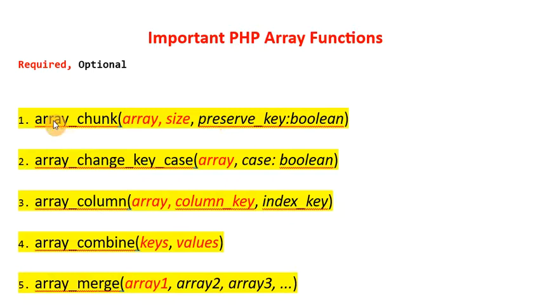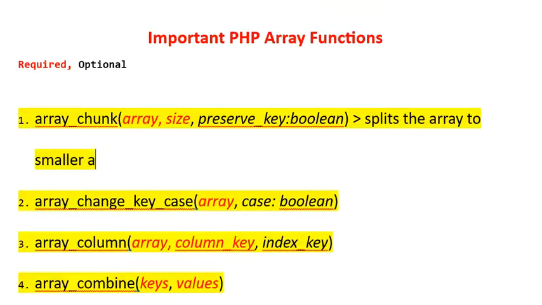So what does it do? array_chunk basically divides the whole array, or you can say it splits the array into smaller arrays. Let me write here: splits the array to smaller arrays. So it splits the array into smaller arrays. I'm going to show you.